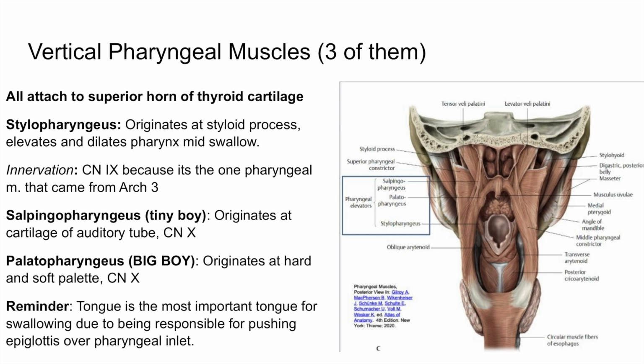The salpingopharyngeus is a relatively small muscle that originates from the cartilage of the auditory tube, and it is innervated by the vagus nerve and contributes to elevating the pharynx while also helping open the auditory tube during swallowing or yawning, which aids in pressure equalization in the middle ear. Then we have the palatopharyngeus, the largest muscle of the group, which originates from the hard and soft palate. It also receives innervation from the vagus nerve and plays a minor role in elevating the pharynx and guiding the bolus downward, but it forms the posterior faucial pillar, making it both structurally and functionally important in coordinating that transition from the oral cavity into the pharynx.